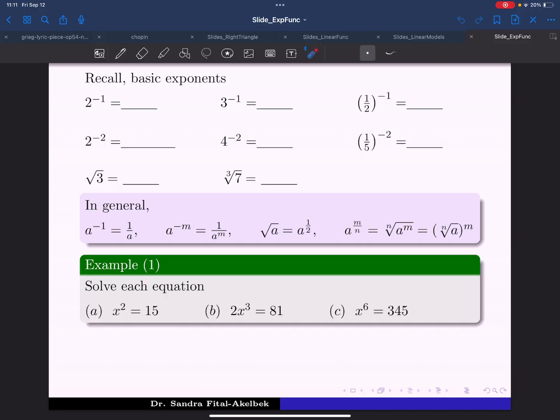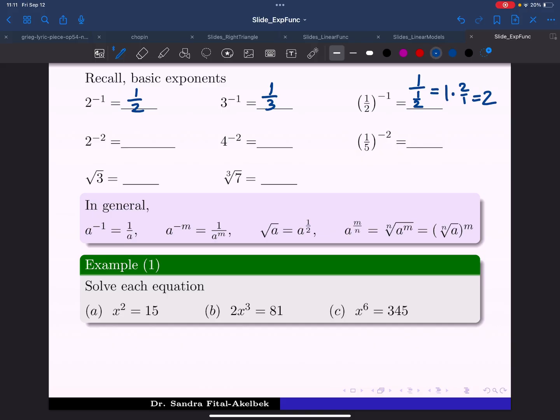So we have 2 to the negative 1. We know that this one is 1 over 2. The same as 3 to negative 1 is 1 over 3. Now, if we have 1/2 to negative 1, that would be 1 over 1/2. To divide by a fraction means to multiply, so 1 times 2 over 1, which is 2. So anytime we have a fraction to a negative exponent, we simply flip that fraction upside down. So this is 2 over 1, which is 2.